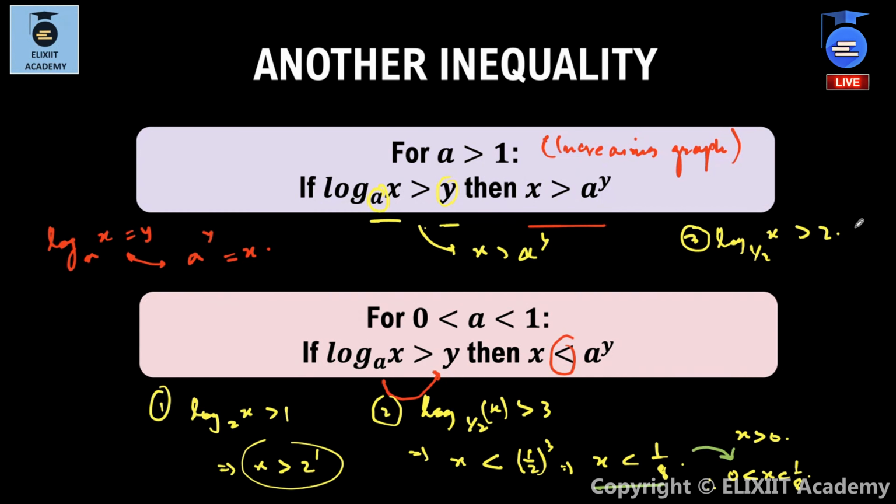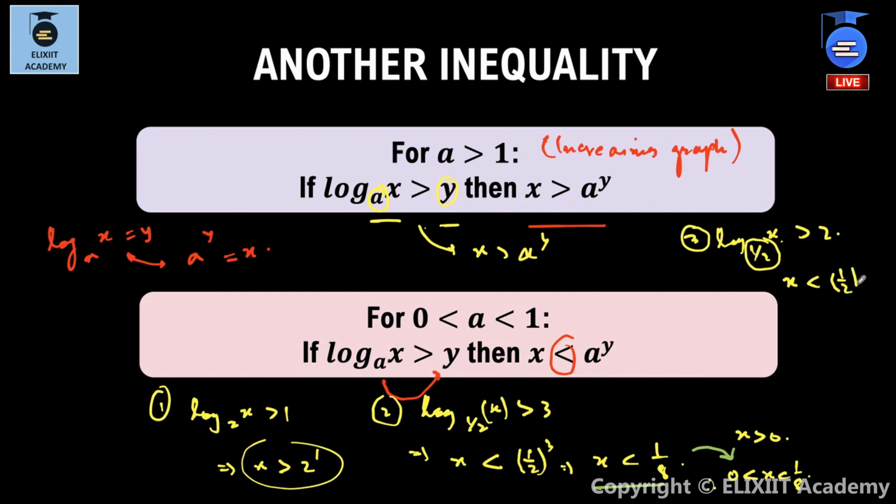Correct. 0 to 1 by 4. I hope this concept is now clear. Why it is 0 to 1 by 4? As you can see from here, log x base half is more than 2. Means, first of all, here we have the base is half, which means it is a decreasing graph. So decreasing graph means orientation of inequality changes. So log x base half is more than 2 means x is less than half to the power 2.